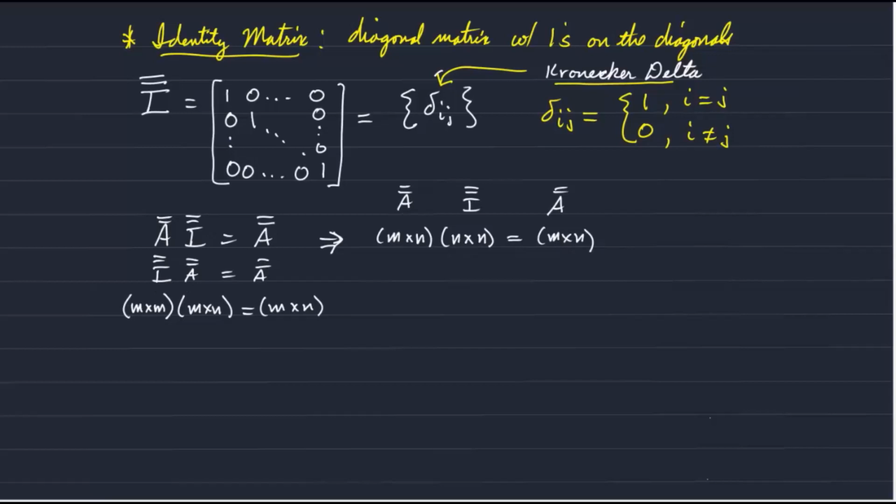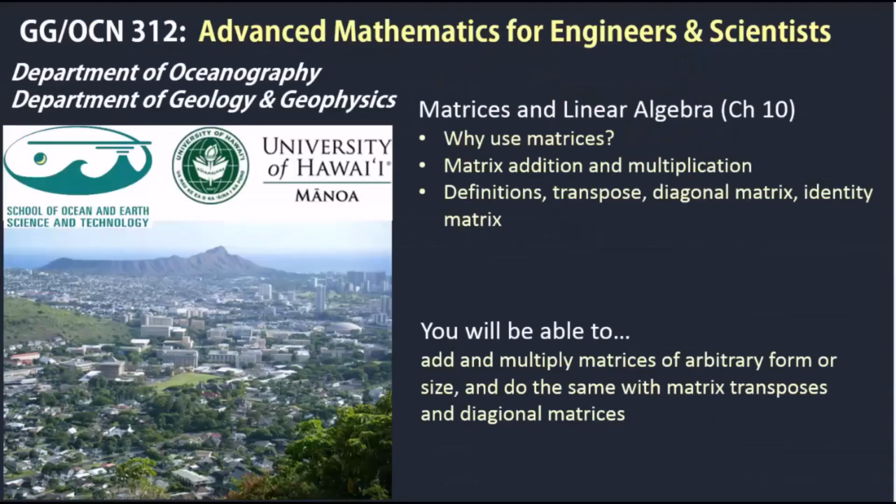Okay, so that wraps up this video. We talked about why we would use matrices, and we talked about how to add and multiply them. We defined the transpose matrix, a diagonal matrix, and then the identity matrix.